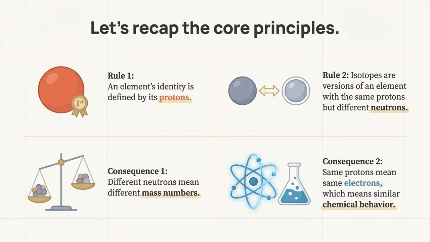Let's summarize. Elements are defined by protons. Isotopes have the same protons but different neutrons. This difference in neutrons leads to different mass numbers, but the same number of electrons ensures similar chemical behavior.